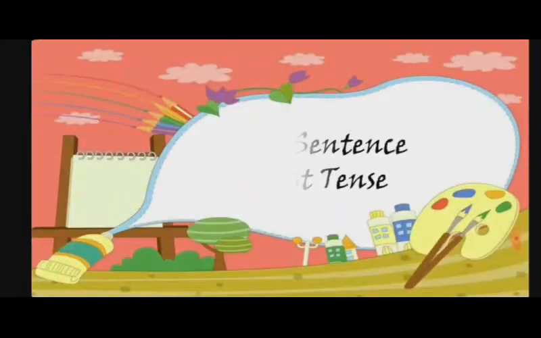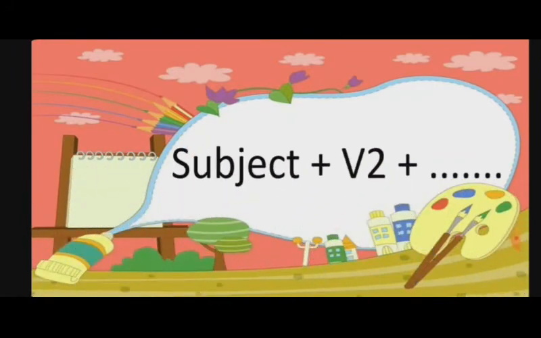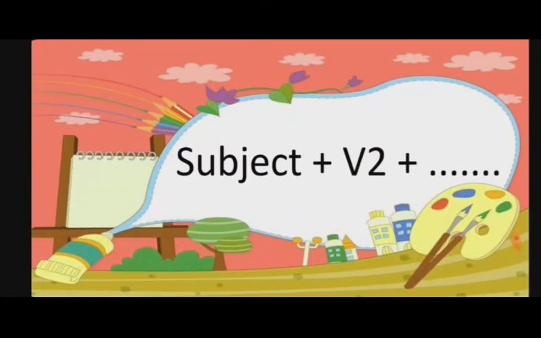Now, let us see the formation of such sentences. Subject plus V2 plus the rest of the sentence. What is V2, children? V2 is the past form of the verbs.